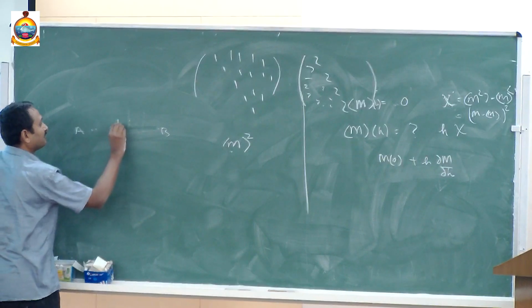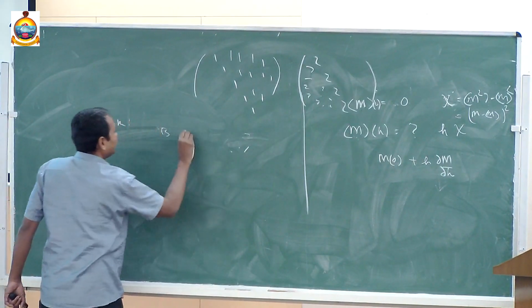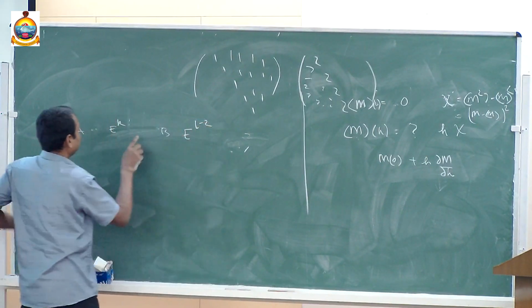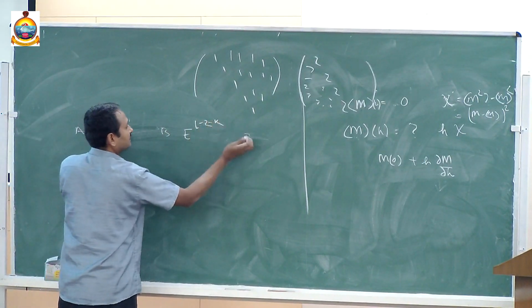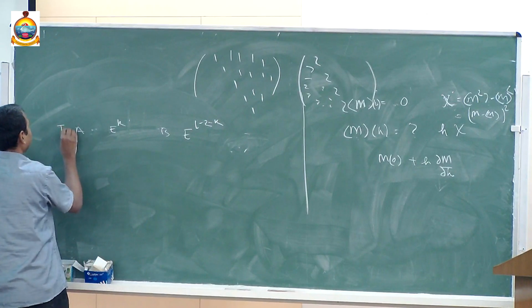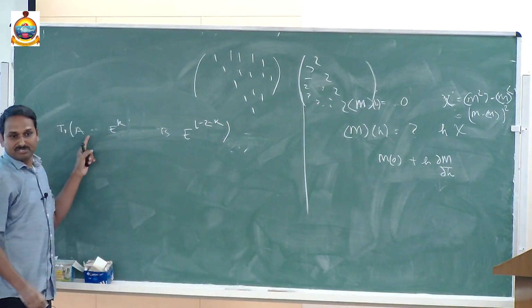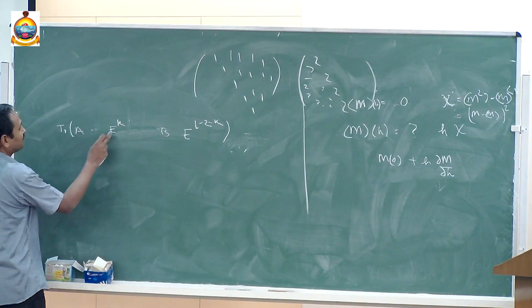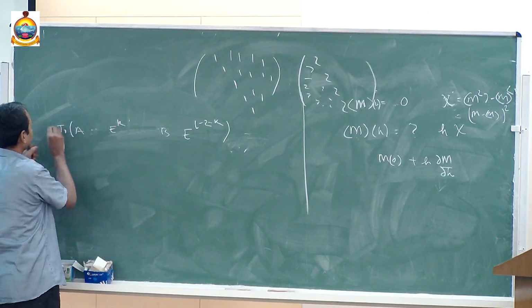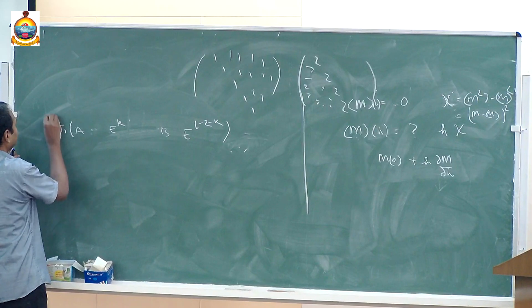So I say E to the power k. If it is E to the power k, then the rest is E to the power l minus 2, because these two are gone, l minus 2 minus k. So this is a trace of that. That is the probability of one configuration, and k can be anything. k can be 0 also, because this is a trace, and k goes from 0 to infinity.